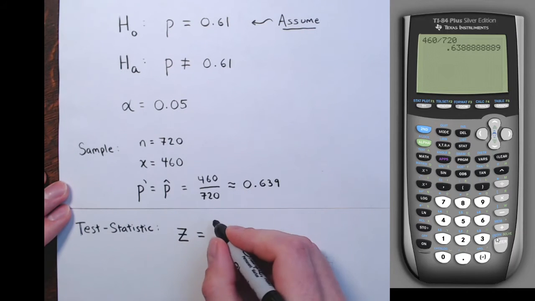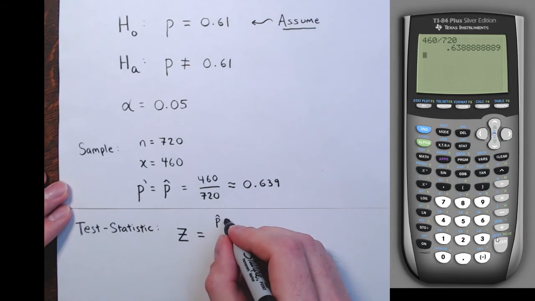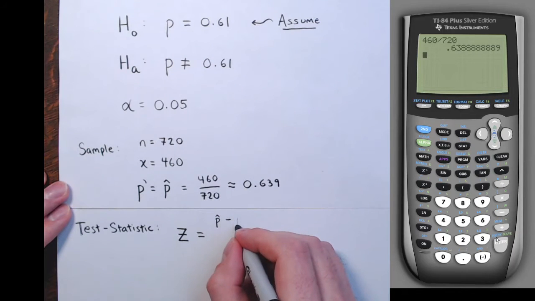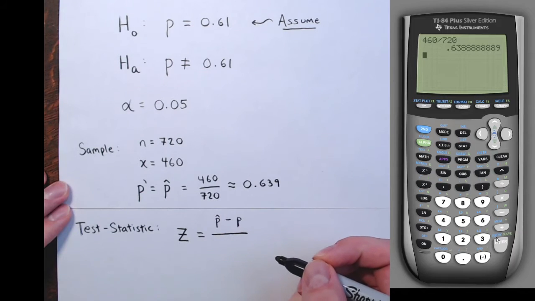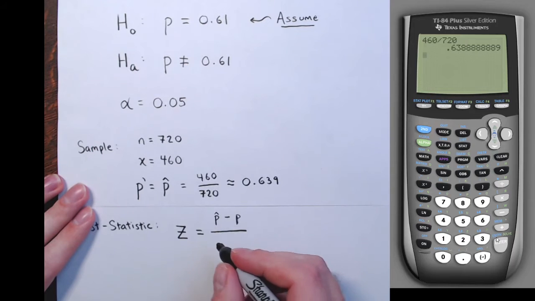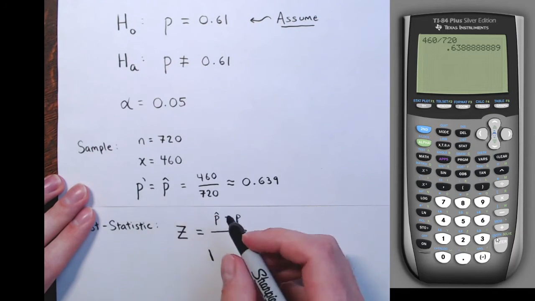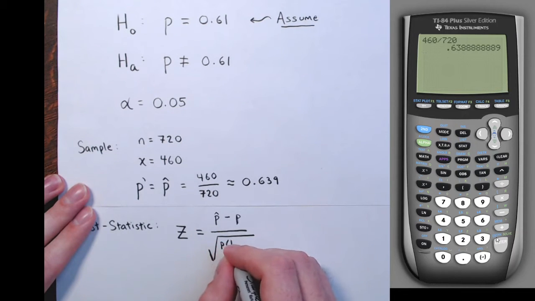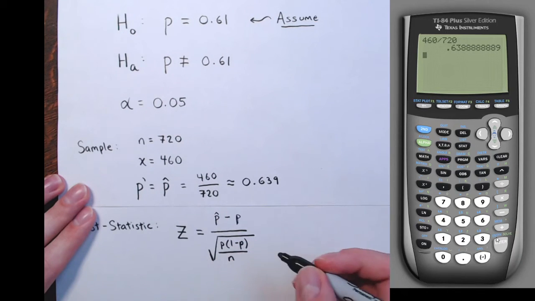That z-score is, you take your sample proportion, p hat or p prime. How far away is that from the assumed population proportion p? And then how many standard deviations is that? That's what a z-score was, a number of standard deviations away from the mean. And the standard deviation for the sampling distribution of the proportions was the square root of p times q, or 1 minus p, divided by n.